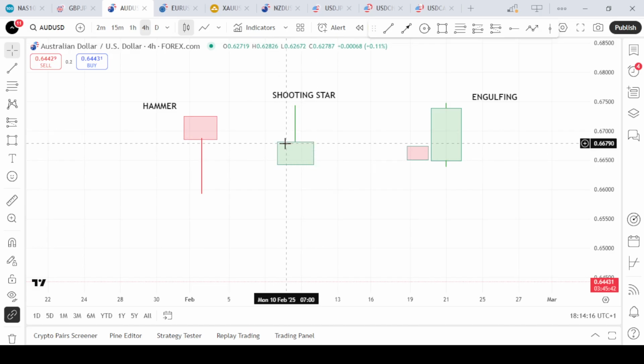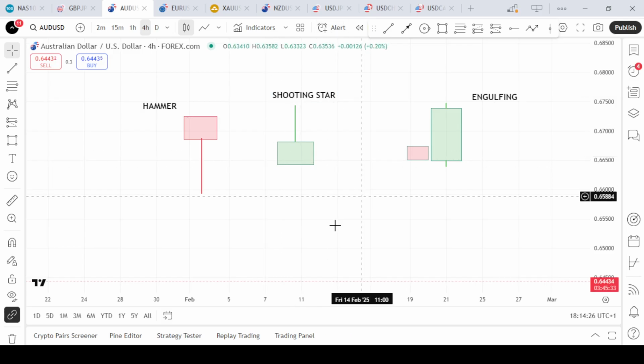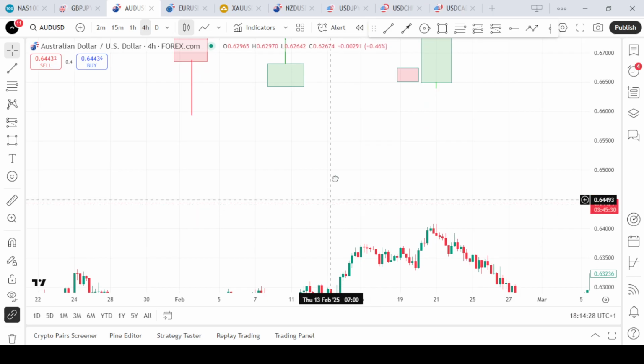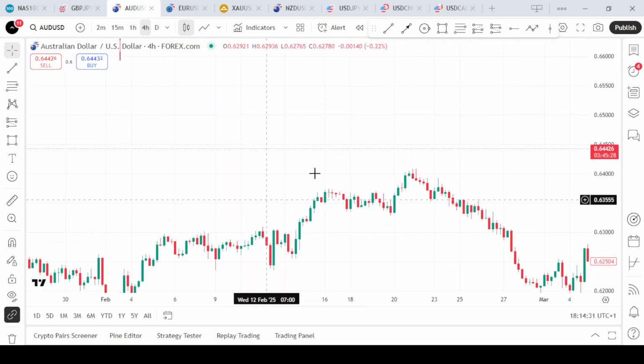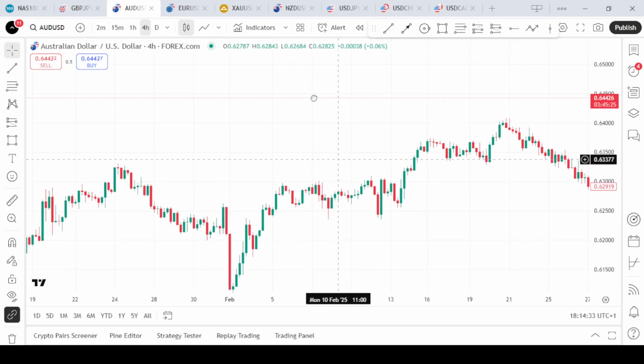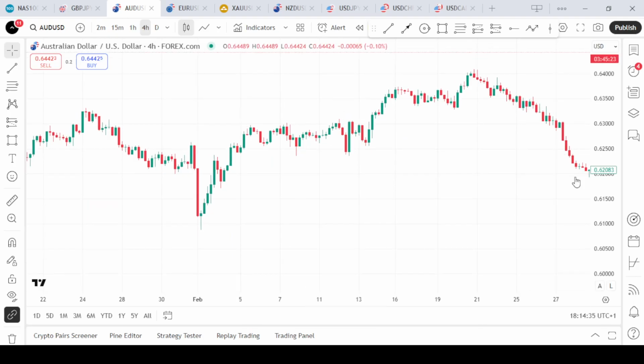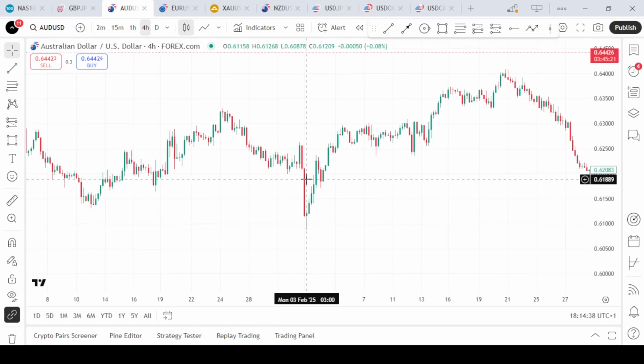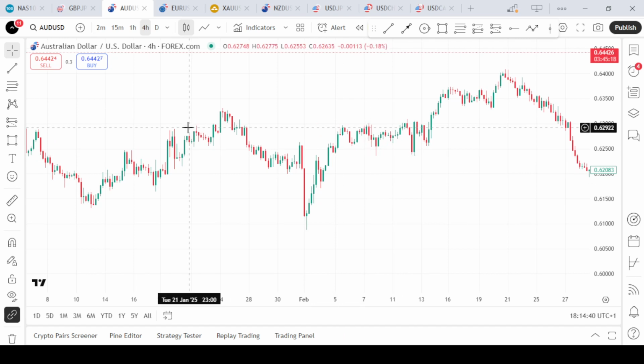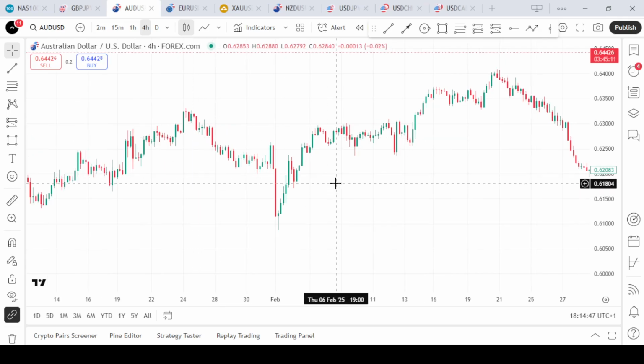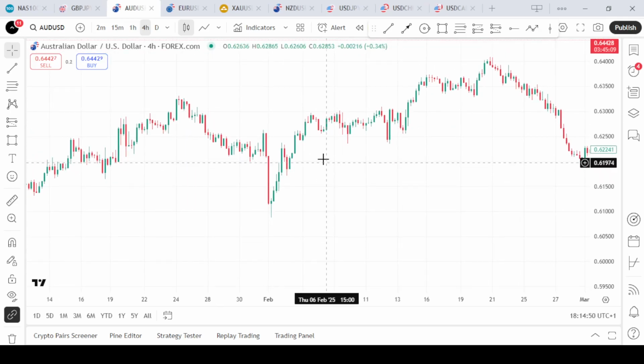Candlestick patterns are not just random shapes, but they reflect market psychology, how buyers and sellers interact during each trading session. So let's see how we can incorporate this into our day trading strategy. To use candlestick patterns effectively in day trading, you need a structured approach that combines patterns and key market principles.